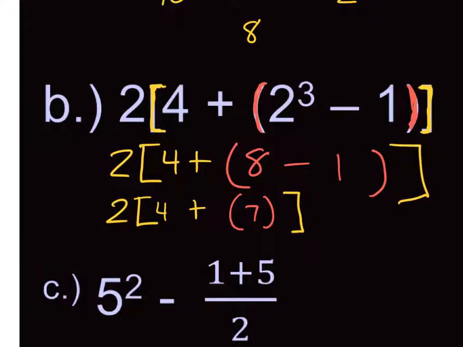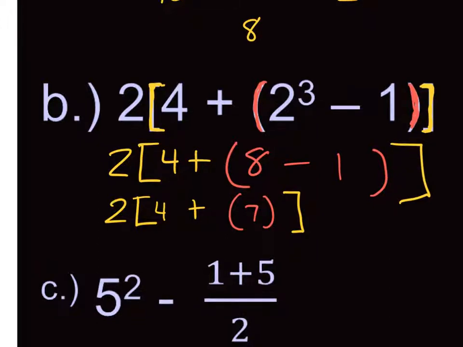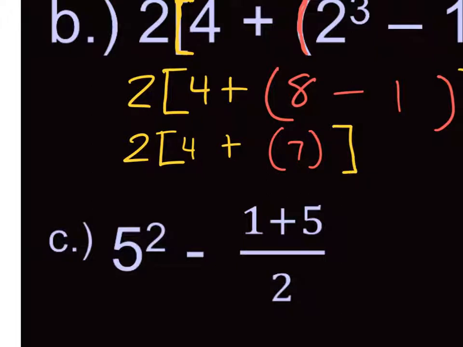What is my next step? The brackets. I'm still in my grouping symbols. I've got to work within there. So right there, I've got 4 plus 7. And what is 4 plus 7? Okay, so it's 11. So I'm just going to leave the brackets there for a minute so we can see where it came from. It's not that we need them there, but it does separate the 2 from the 11.